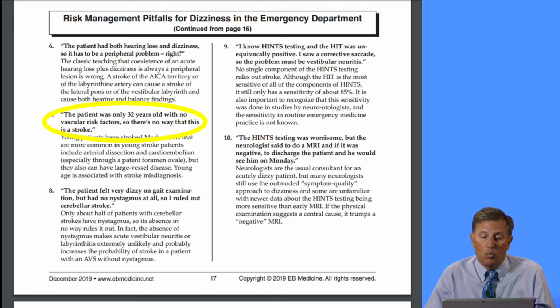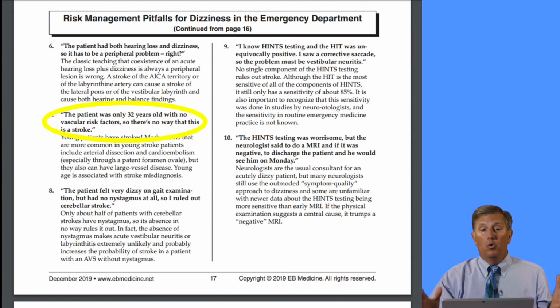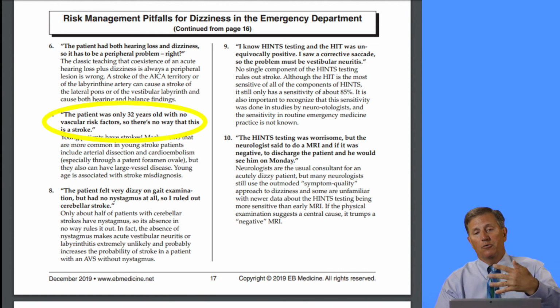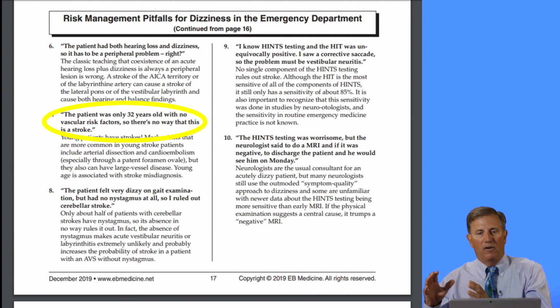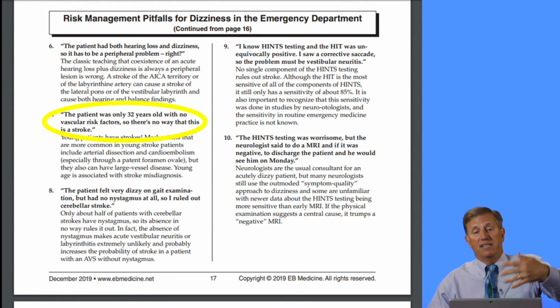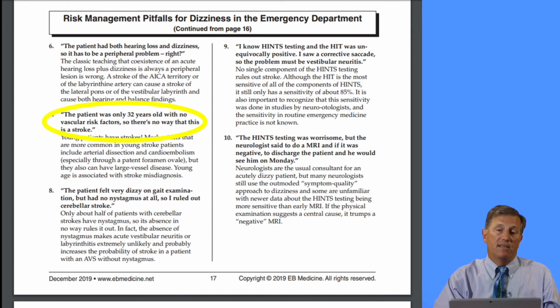And last, the HINTS testing was worrisome, but the neurologist said to do an MRI, and if it was negative, to discharge the patient. He would see him on Monday. Here's what's important. Neurologists will often suggest that you do an MRI, and if the MRI is negative for any significant finding, that you can send the patient home. Remember, the problem is that if you have a worrisome HINTS test, if any of those 5 suggest a possible central etiology, you need to observe those patients for 24 to 40 hours because signs of a posterior or cerebellar or posterior circulation stroke can manifest themselves within hours after the presentation with an acute vestibular syndrome. You cannot, in the presence of a worrisome HINTS test, any of those 5 suggesting central, send the patient home just on the basis of a negative MRI.